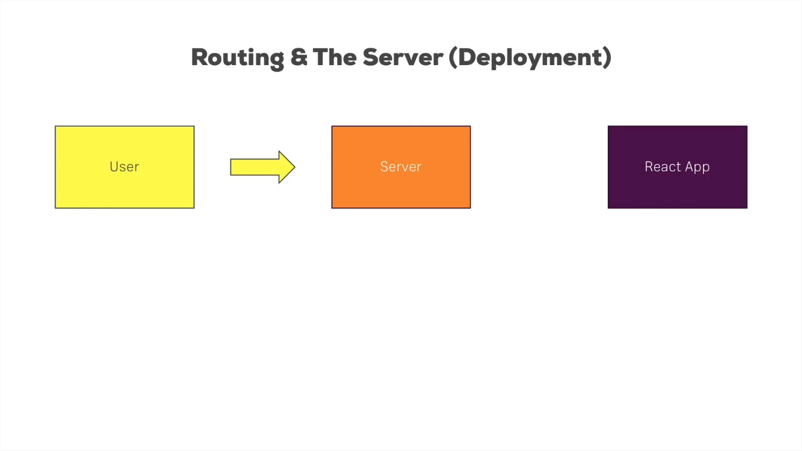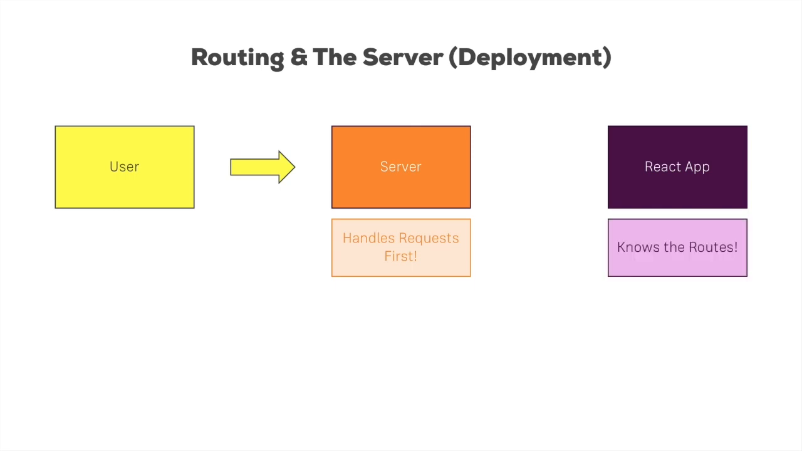The thing is, before we load the index.html page, the server needs to find out which page the user actually wanted to visit. That, of course, is the case because the server always handles requests first. This is how the internet works. The problem is, it's the React app which knows the routes. So if we visit /posts, there is no /posts route on our server.